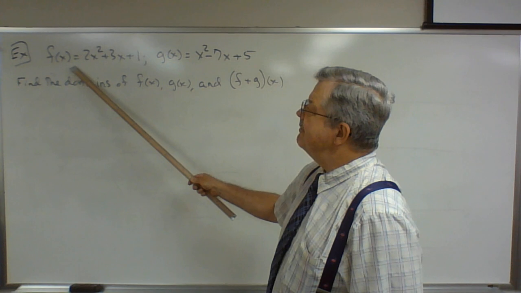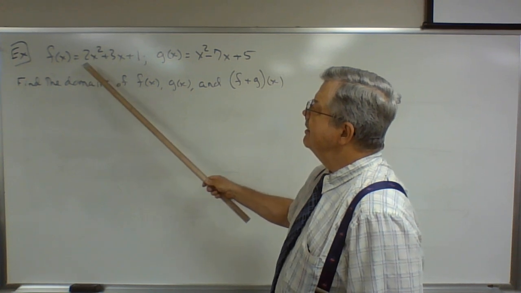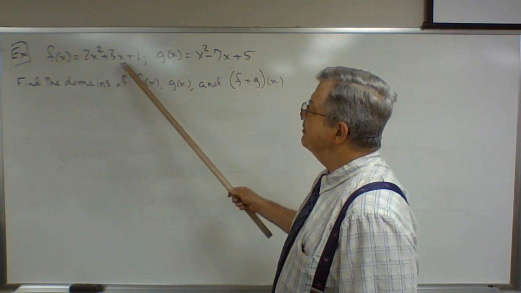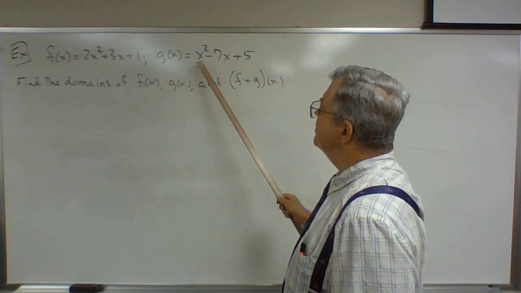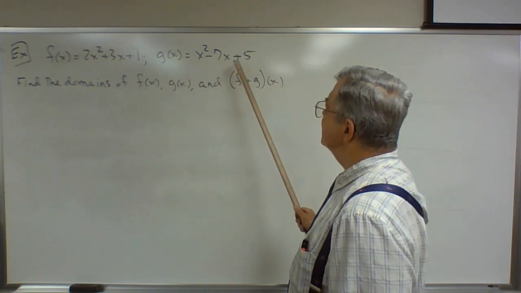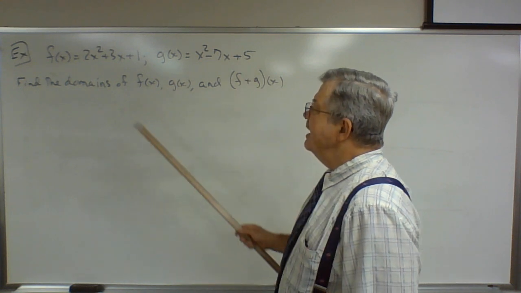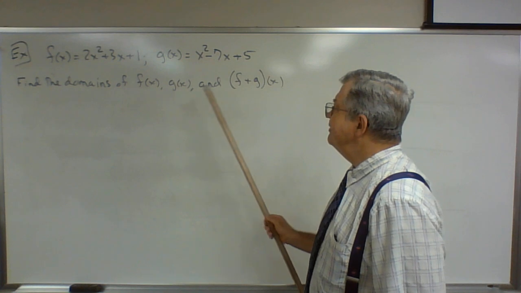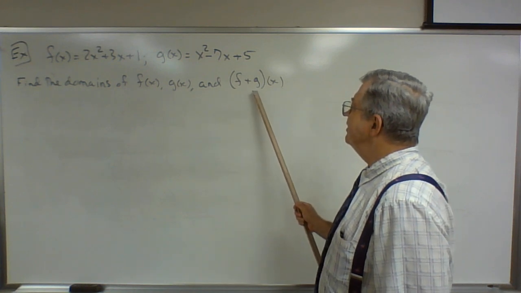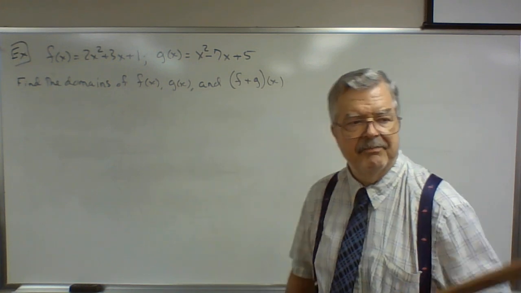Here we have f of x equal 2x squared plus 3x plus 1. G evaluated at x equal x squared minus 7x plus 5. And we're asked to find the domains of f of x, g of x, and f plus g of x.